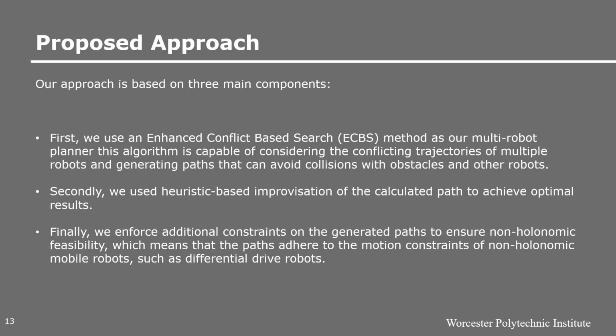Moving on to the proposed approach, we divide our algorithm into three main components. First, we use an ECBS method with an A-star planner to calculate collision-free trajectories. Then in the next step, these generated trajectories are passed through a heuristic-based improviser to get optimal trajectories. Now, as we have the optimal trajectories, we finally pass them through an optimizer, which converts these paths into non-holonomic feasible paths so that they can be used on multi-agent mobile robots.